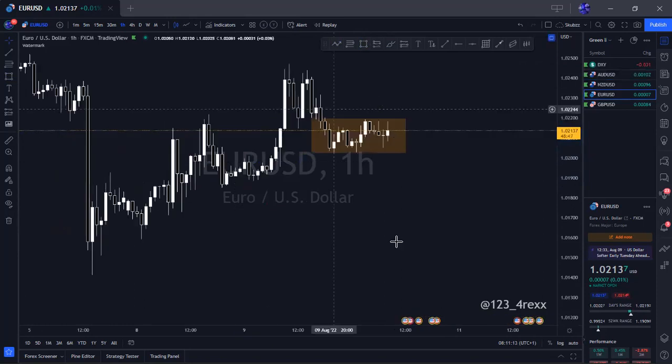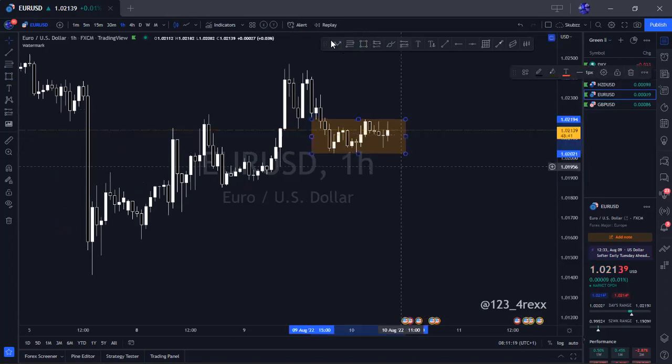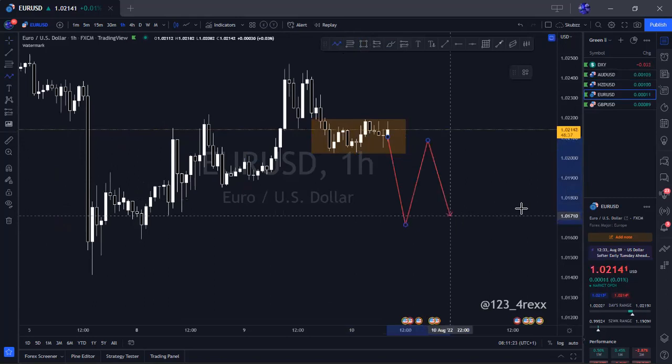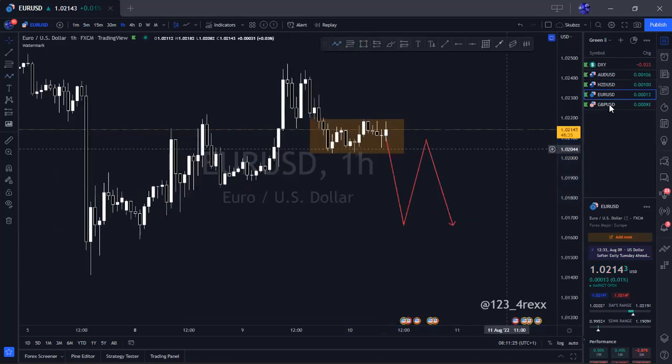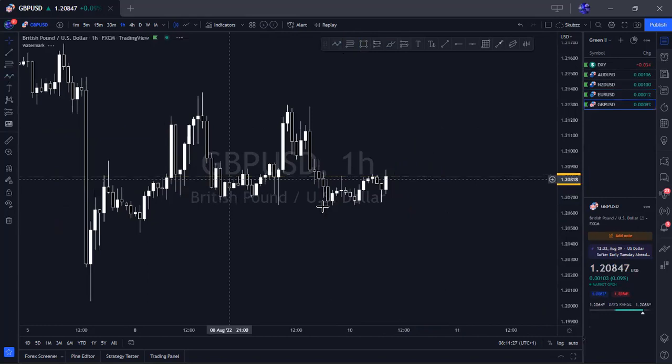Yeah, if I see that whole explosion to the upside, then I'll be looking to see something like this. It pushes to the downside, then you retest or take continuation, something like that. Then GBP USD.